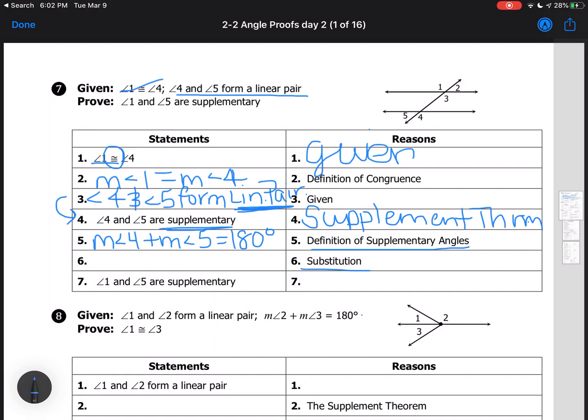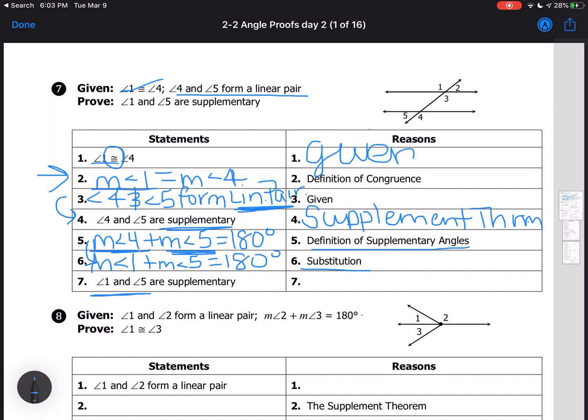Next, we need to utilize substitution to change our statement, to figure out our statement for 6. So if we're trying to figure out that 1 and 5 are supplementary, that's the two angles we need to be equaling 180 degrees. We already have angle 5 here, so we need to look to substitute for measure of angle 4. If we look back at statement 2, we know that measure of angle 1 is equal to the measure of angle 4, so therefore we can substitute measure of angle 1 in for measure of angle 4. So this becomes measure of angle 1 plus measure of angle 5 equals 180 degrees due to substitution. So substituted measure of angle 1 in for measure of angle 4.